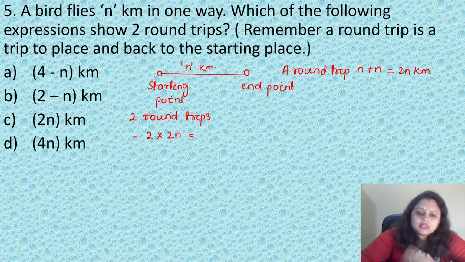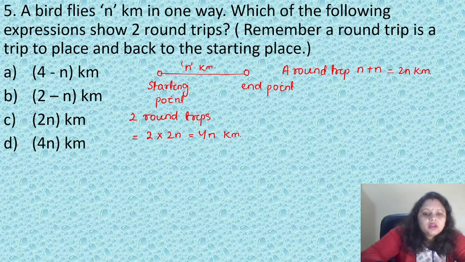Here n is a letter, we call it a variable, so we can't multiply a number with a letter. We can only multiply number with number. 2 into 2, that is equal to 4, and n, 4n. Okay, 4n kilometer. You can know one thing, 2n is equal to 2 into n.